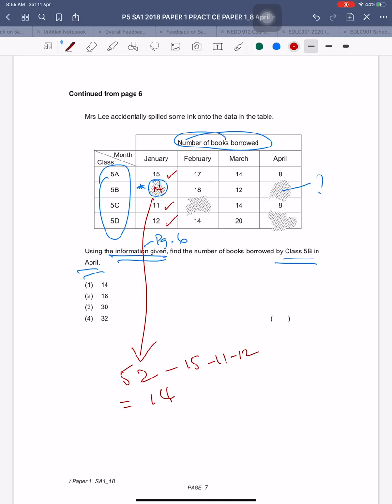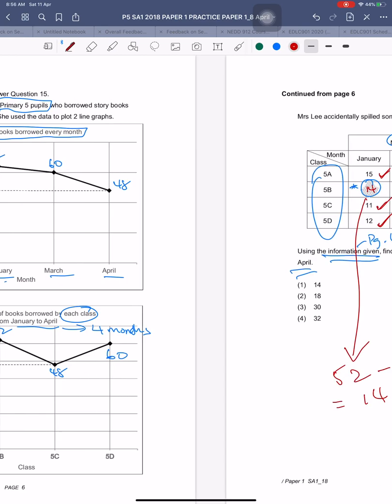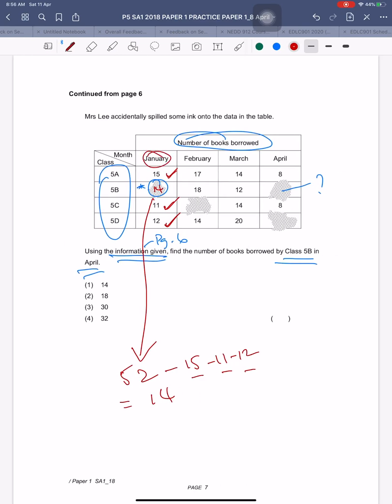So I repeat, where do I get these 3 numbers from? It's actually from here, here, and here. Because 52, if you refer back to the graphs, 52 is the total number of books borrowed by all the 4 classes in January, and this is in January. So this is how I get the data that 5B borrowed 14 books in January.